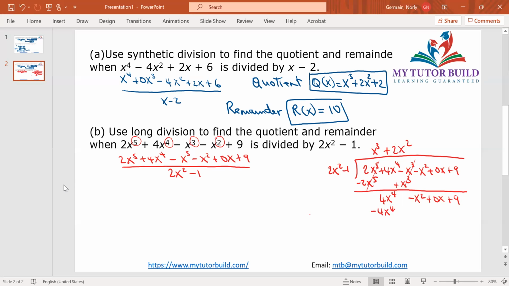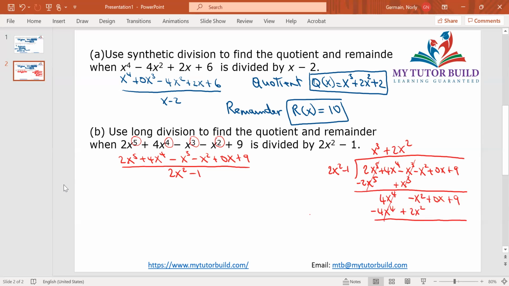Because we don't only have 2x squared in the divisor, we also need to multiply 2x squared by negative 1. So 2x squared times negative 1 gives us negative 2x squared. But when we write it down, it becomes positive 2x squared.